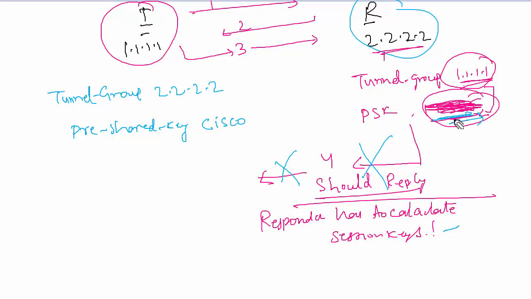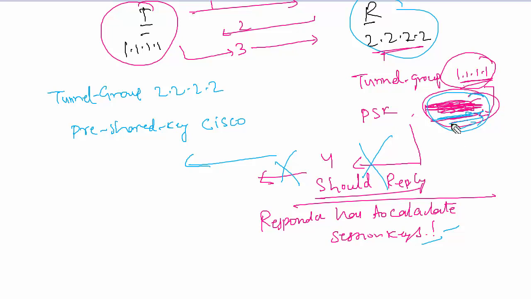Then how will it tell the initiator that I cannot proceed further? If the fourth packet has already left, then how will it again tell the initiator that, hey bro, I don't have a pre-shared key configured, so I will not be able to calculate my session keys? So it checks that thing in advance. Do I have a pre-shared key configured?